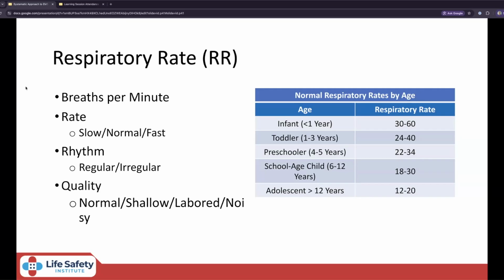So our respiratory rate, breaths per minute, rate, rhythm, quality. Slow, normal, fast. Rhythm, regular or irregular, right? Is there kind of the same amount of time between each breath? Were there a few and then a pause and then a few and a pause? Quality? Are they big, deep breaths? Are they shallow breaths? Does it feel like the person can't catch their breath, right? Is it labored? It's taking a lot of effort, right? These are all super important things to check.